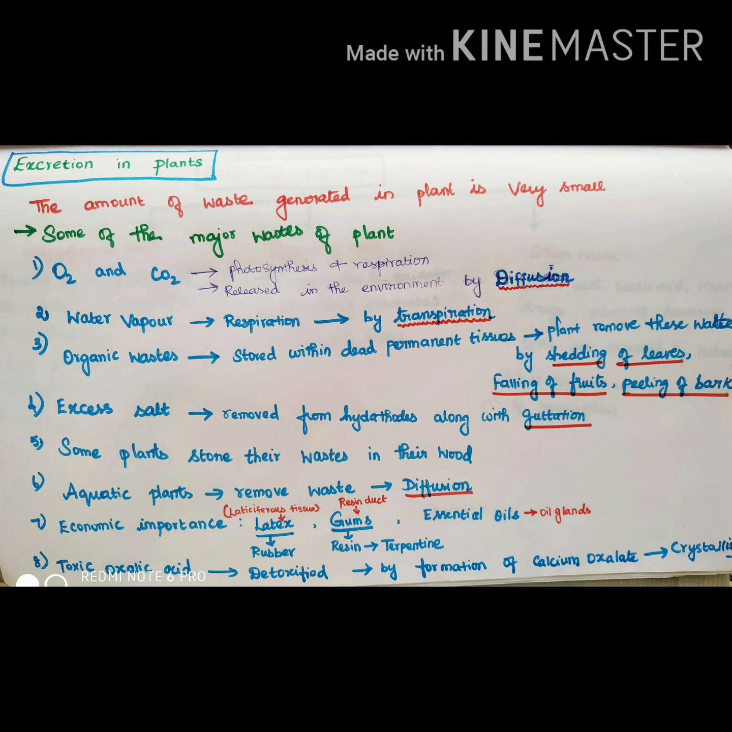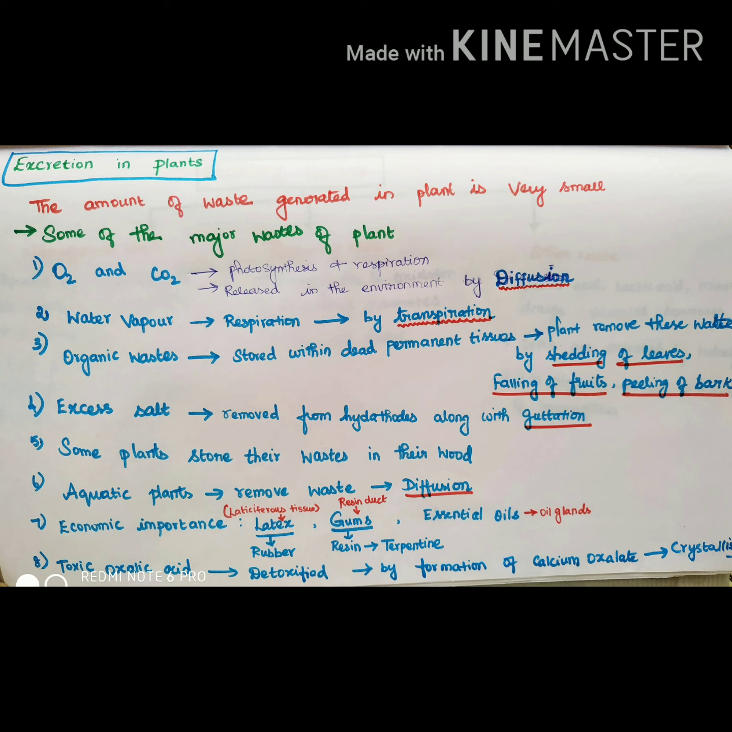And the third one, organic waste. So number 1 is oxygen and carbon dioxide. Number 2, water vapor. And number 3, organic waste. You may know that, like a human being, in plants also, during the metabolic activities, some waste materials are synthesized, but they can be stored. These organic wastes can be stored within the dead permanent tissues.